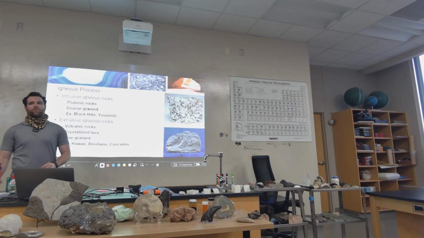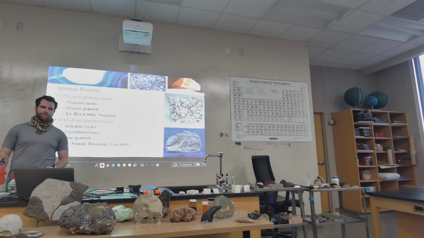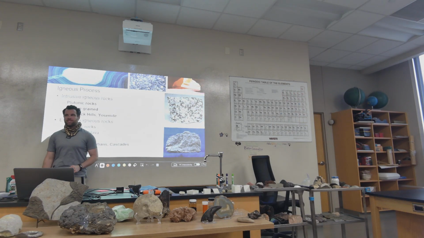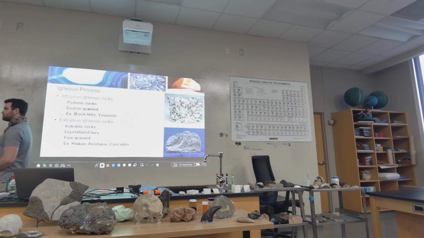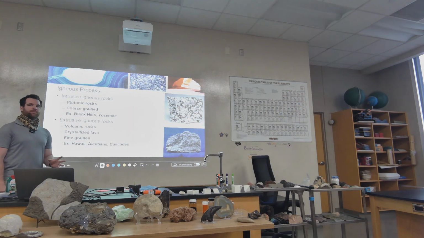All right, so let's talk about how we classify igneous rocks. The first way that we classify them apart from each other is by describing the environment that igneous rocks form in. There are two types: intrusive.